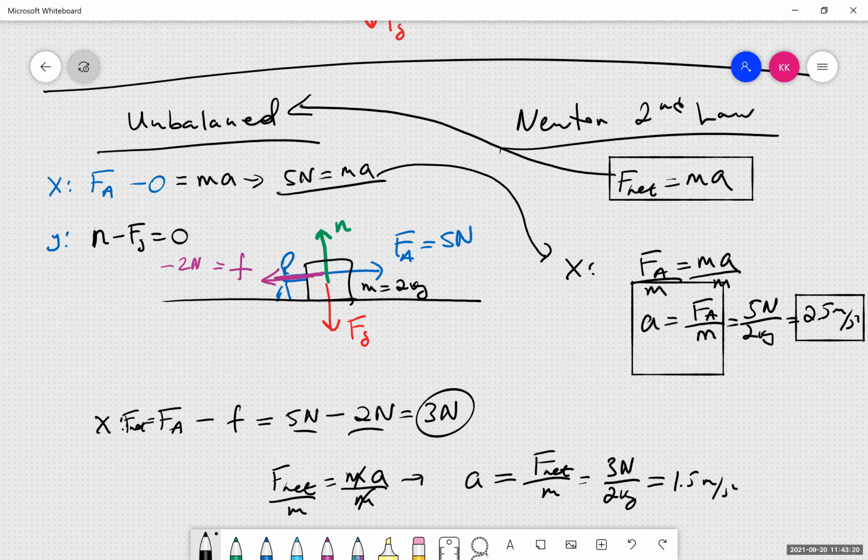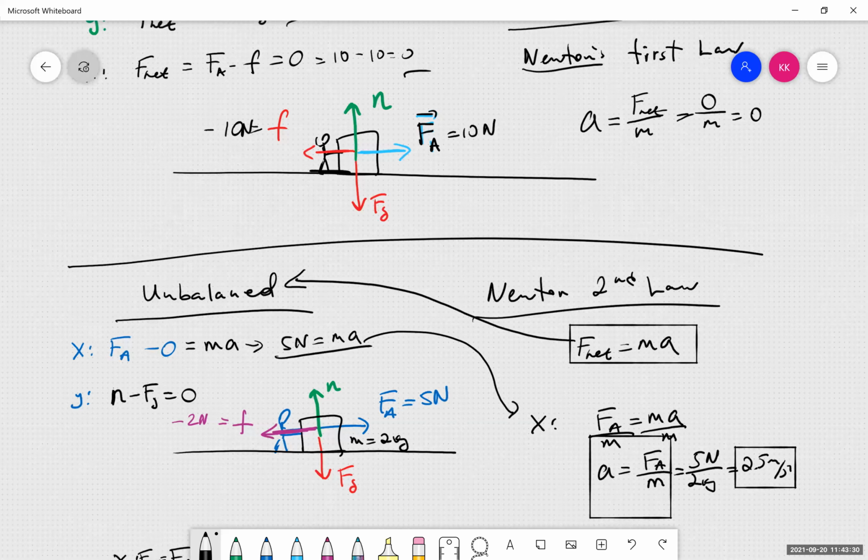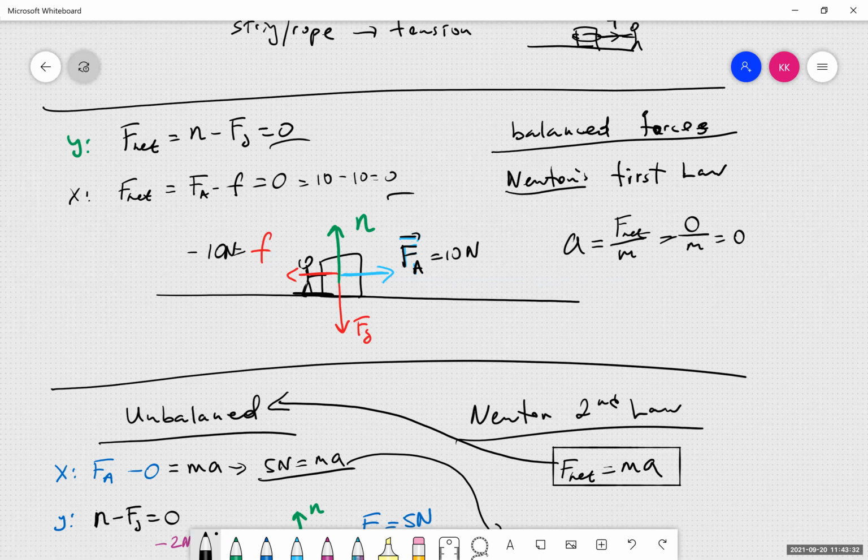But generally, this is the whole idea of this particular lab, looking at balanced and unbalanced forces. When your system is balanced, it's going to be in equilibrium. And in equilibrium, you have 2 conditions. Condition 1: if the object is at rest, it will remain at rest.